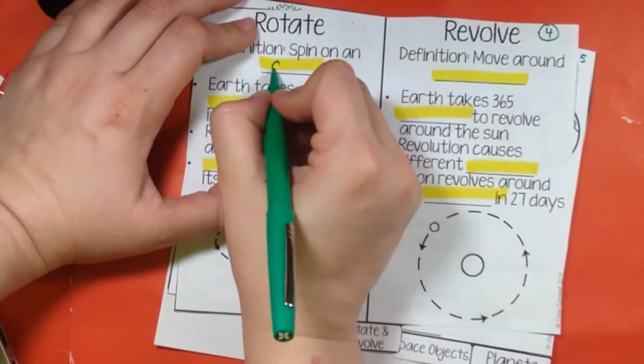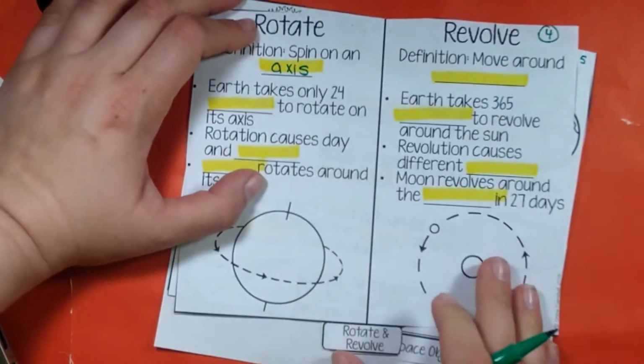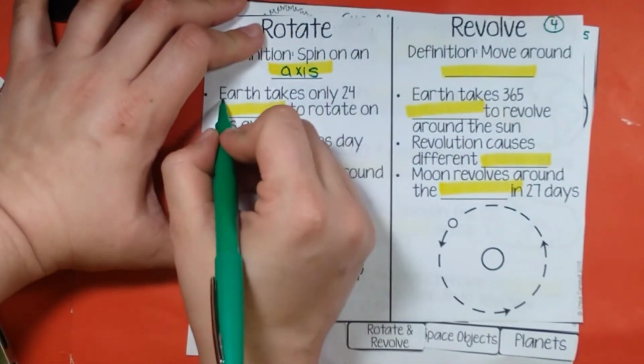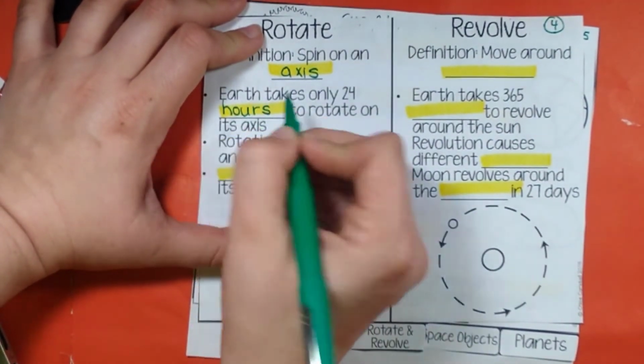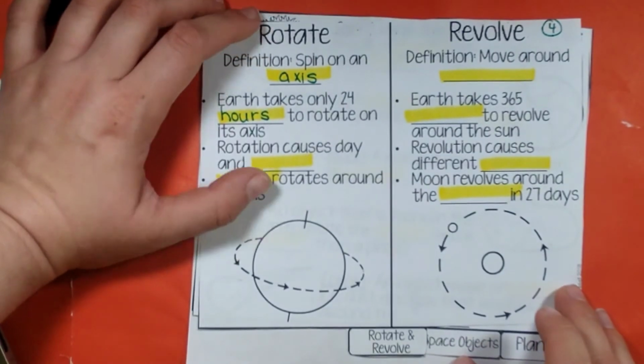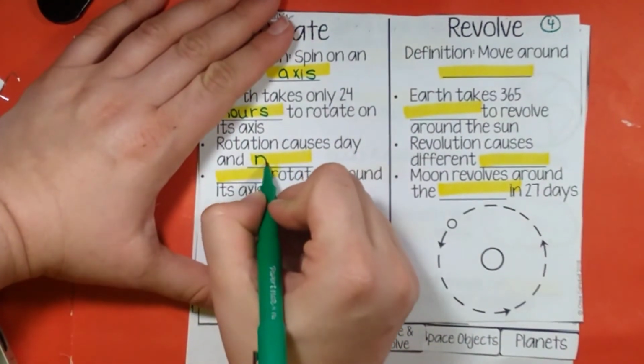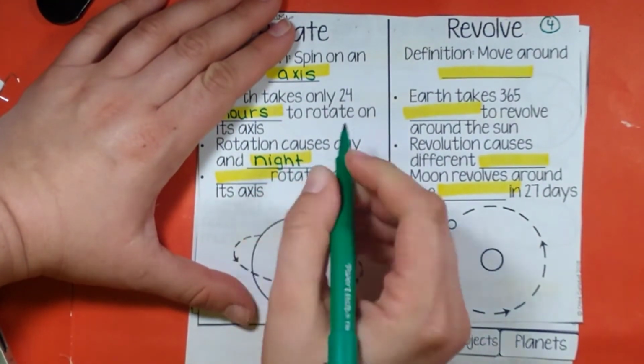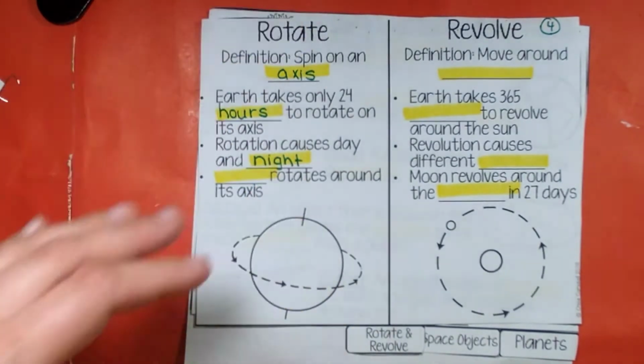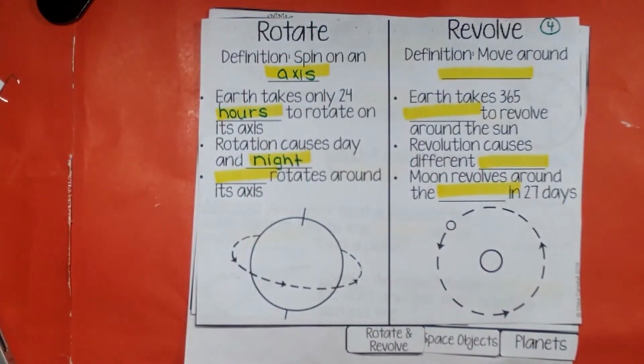So when you rotate, you're spinning on an axis. Earth only takes 24 hours to rotate on its axis, and that is a day. So it takes 1 day to rotate and spin around completely. Rotation causes day and night, and that is because when we are rotated and facing away from the sun, it's night. When we're facing the sun, it is day, and we keep rotating, and that process continues. That is why it is night on one side of the Earth and day on the other side.